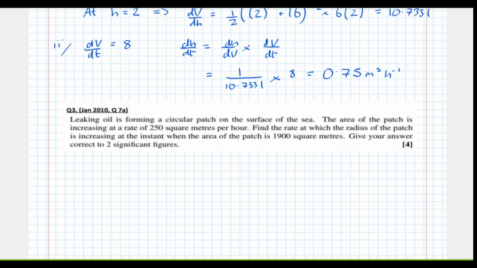Oh yeah, you're quite right. The unit is metres per hour. I was looking at this here when I wrote that, but yeah, quite right. Correct it to metres per hour. Yes, because it was actually dh by dt we were finding. Thank you for that.